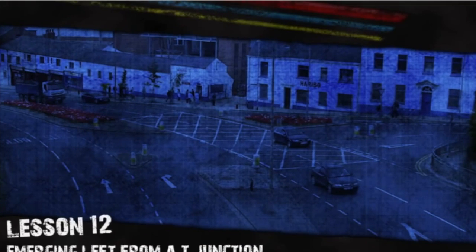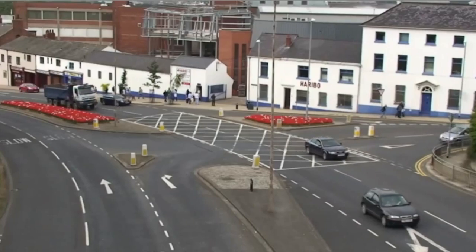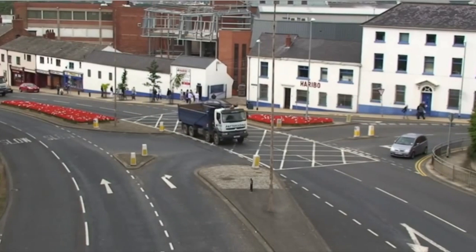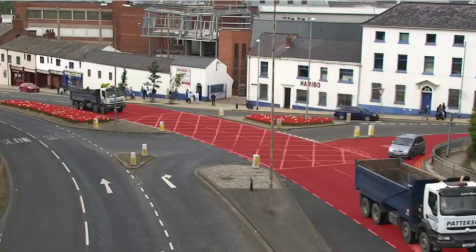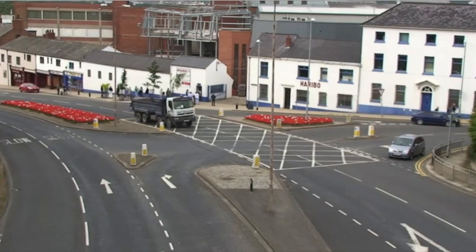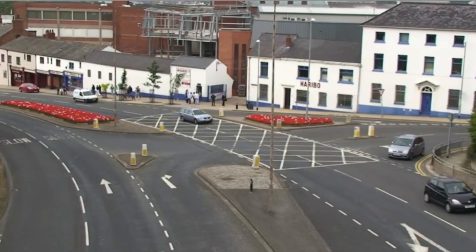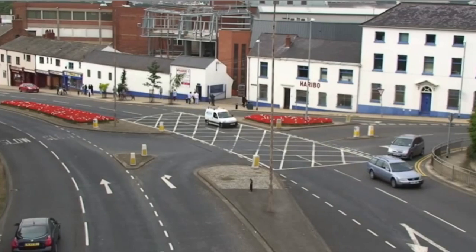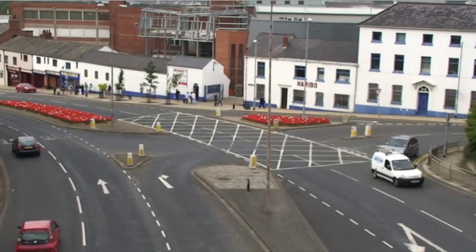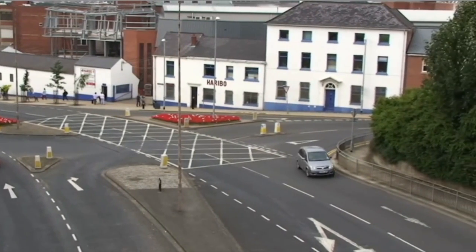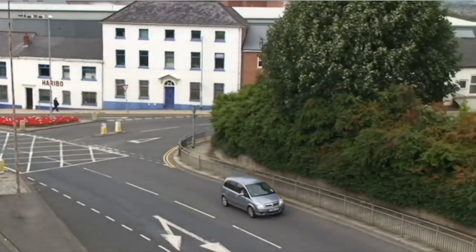Emerging left from a T-junction. Some dual carriageways don't have slip roads, so you'll join at a normal T-junction or crossroads. Extra care is needed at these junctions as the speed of the traffic on the dual carriageway could be 70 miles per hour, making it difficult to judge potential gaps in the traffic. The other danger is the fact that you may be joining the traffic from a standstill, and so you'll need a larger gap in order to build up your speed safely.